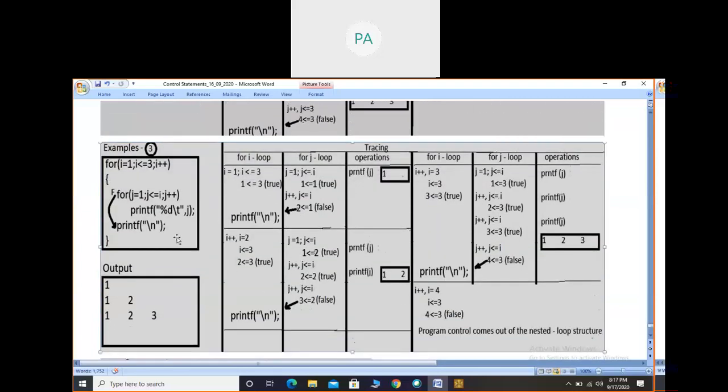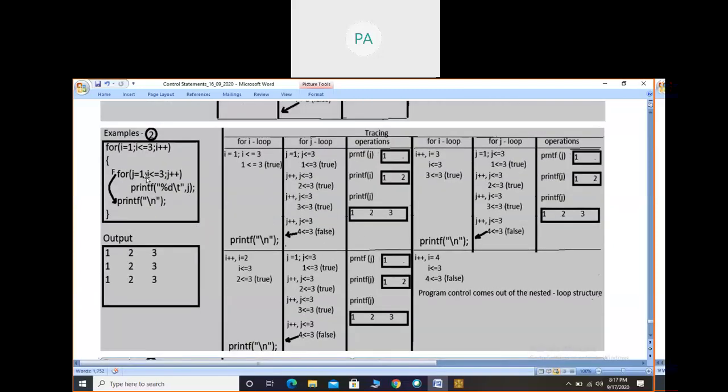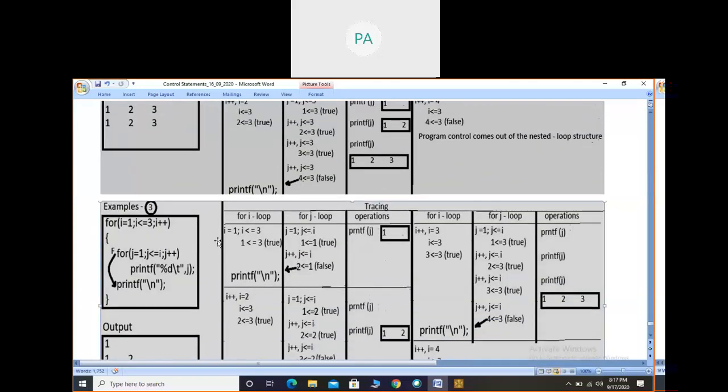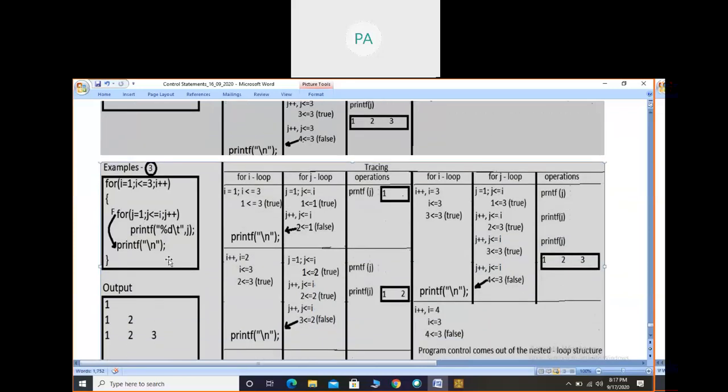First for loop is the same. There is no difference in the first for loop. When we come to the second loop, look at the condition. Just compare the condition between the second example and the third example. In the second example, j less than or equals to 3. This is the condition. In the third example, j less than or equals to i. That is the difference here. From this difference only we are getting this output, that is 1, 1, 2, 1, 2, 3.